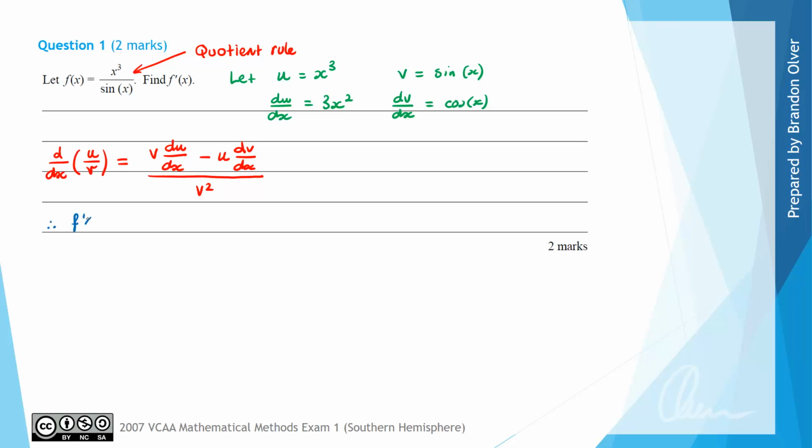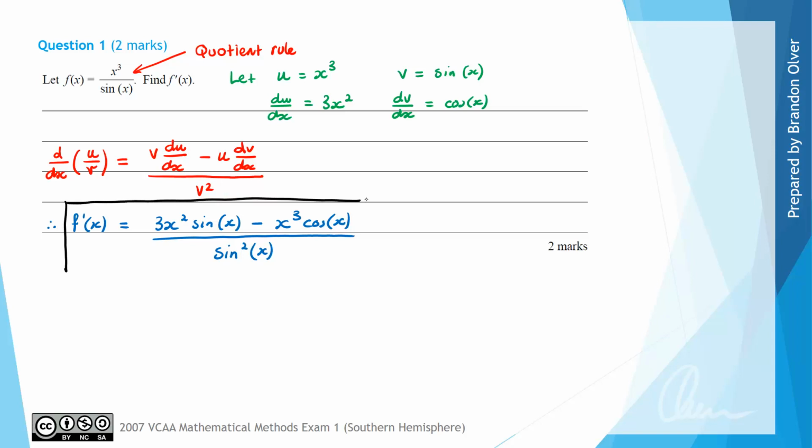Therefore, f dashed of x, the derivative for this question, is going to equal v times du dx, which is sine of x times 3x squared, which we can write as 3x squared times sine of x. Subtract u times dv dx, which is x cubed times cos of x, all divided by v squared. And v squared is sine of x all squared, which mathematically we write as sine squared of x. So that is the derivative f dashed of x for this question.